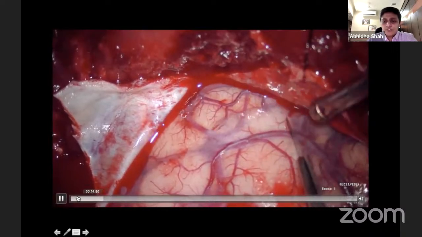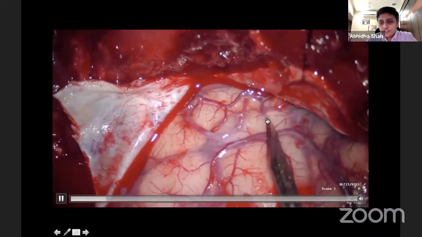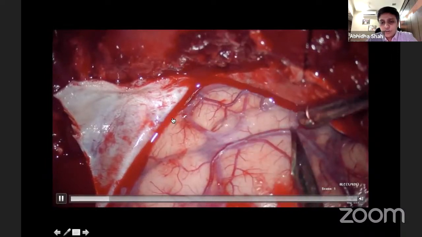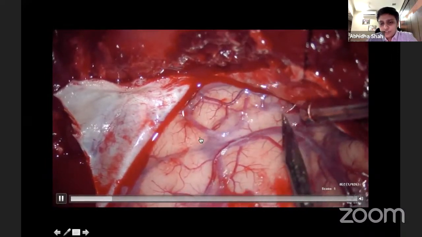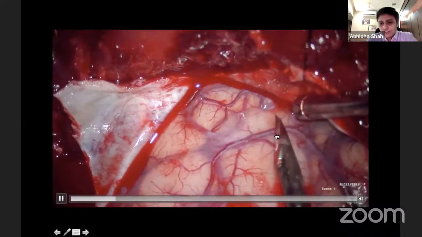So the tumor is here. You can see, you can make out. See this region here. This is whitish. This is the normal area. So you can actually make out. See, this whole plane is the tumor. You can actually make out visually.